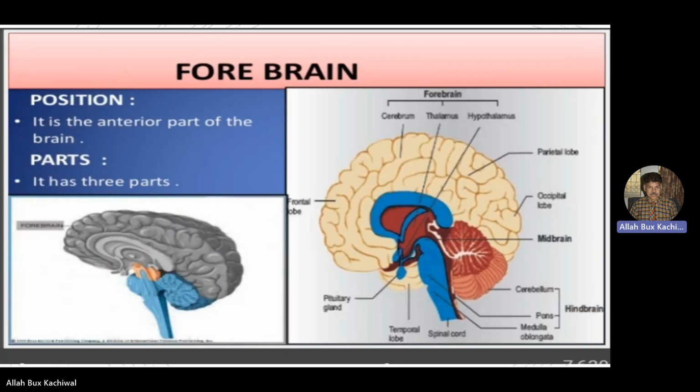The forebrain is the interior part of the brain, and it has three parts: the cerebrum, thalamus, and hypothalamus. There's the forebrain, and then the parietal lobe, occipital lobe, frontal lobe, midbrain having the pituitary gland, temporal lobe, then spinal cord. The hindbrain having the cerebellum, pons, and medulla oblongata.